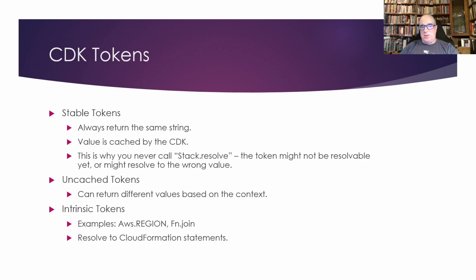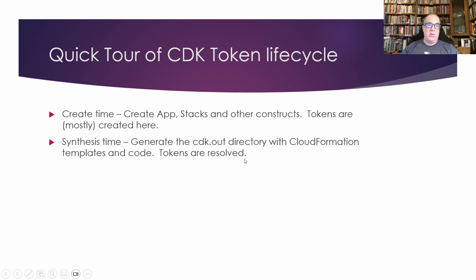There are also intrinsic tokens, like the AWS region token I showed you. There's also the Fn.join function, which produces intrinsic tokens. Intrinsic tokens are tokens that resolve to intrinsic functions, but they could also resolve, for example, to strings, and I'll show an example of that. Usually they resolve to CloudFormation statements, but not always.